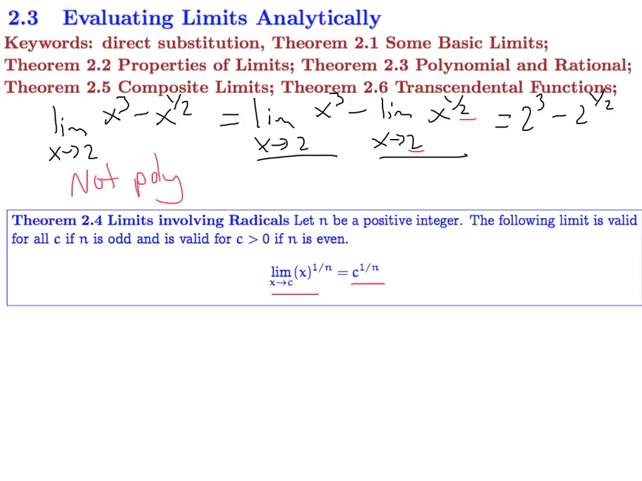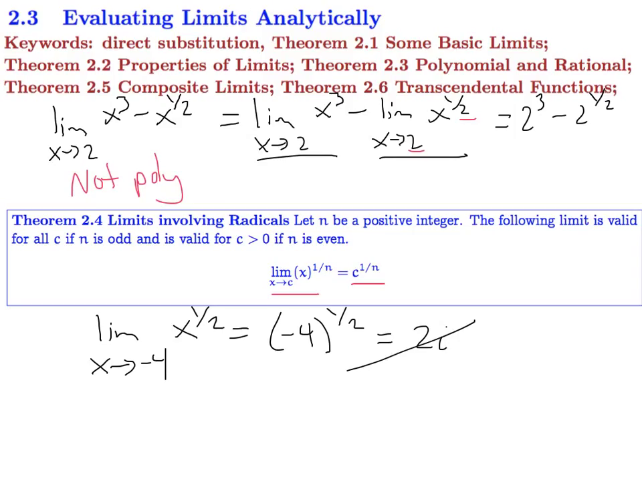But let's look at an example where it won't work. The limit as x approaches negative 4 of x to the 1/2. If we try to substitute in, we need to take the square root of negative 4, which is, what, 2i? That's a complex number. So we're going to say this limit does not exist because we can't actually substitute this thing in. It doesn't make sense. We're not going to take square roots of negative numbers in this class.